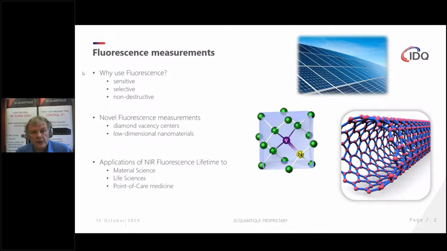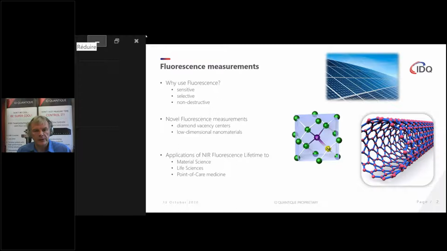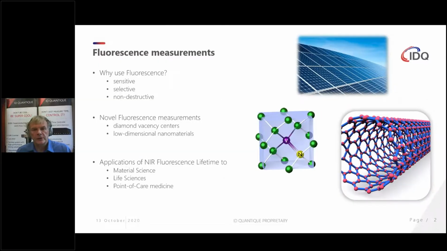Now, there are many ways that people have used fluorescence. I won't mention them all. I just want to say the most modern ones. People are using them a lot in the low-dimensional materials, including diamond vacancy centers. So in other words, you can grow your synthetic diamonds. People have also been using it in low-dimensional nanomaterials, like 1D and 2D materials and carbon nanotubes.